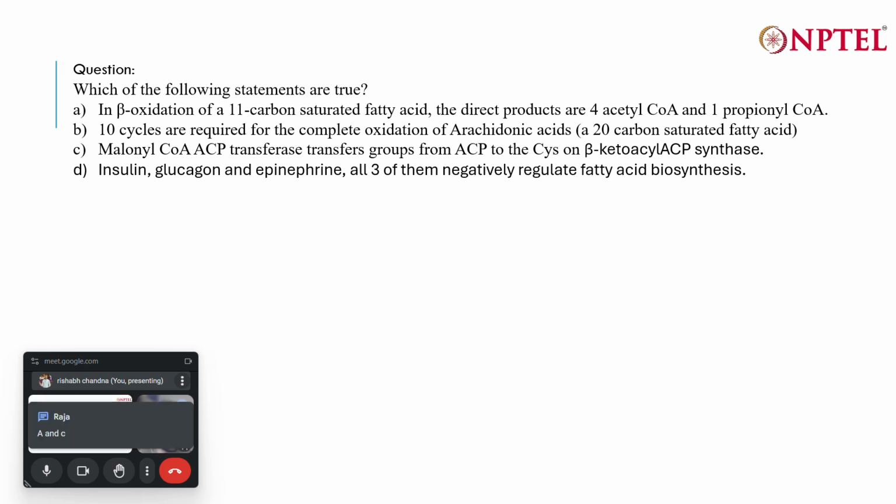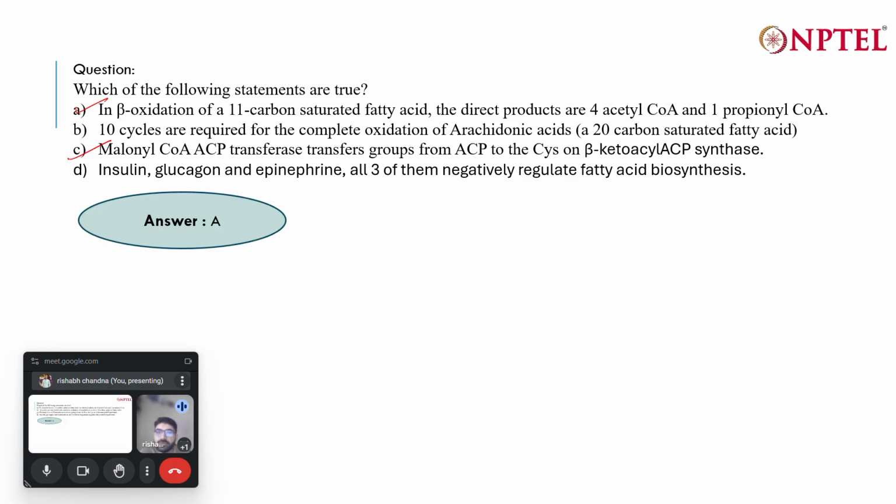So, okay, A and C. So the correct answer is option A only. In beta oxidation of an 11 carbon saturated fatty acid, the direct products are 4 acetyl coenzyme A and 1 propionyl coenzyme A. So let's see, we have an 11 carbon saturated fatty acid.